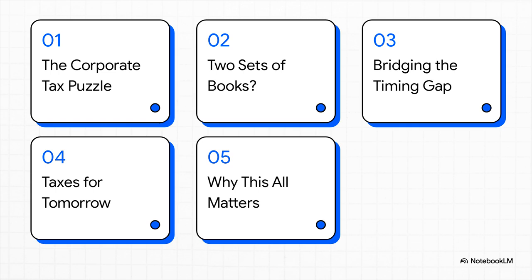Okay, so here's our game plan. We'll start with that big corporate tax puzzle. Then we'll get into how companies are kind of working with two different profit numbers. After that, we'll see how they bridge the gap between them, and this is the cool part, how today's business creates taxes for tomorrow. And finally, we'll tie it all together to see why this is so critical for anyone who really wants to understand a business.